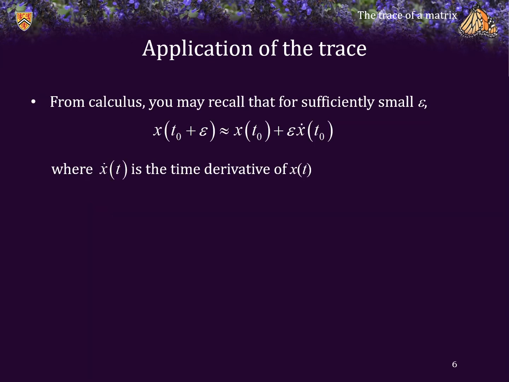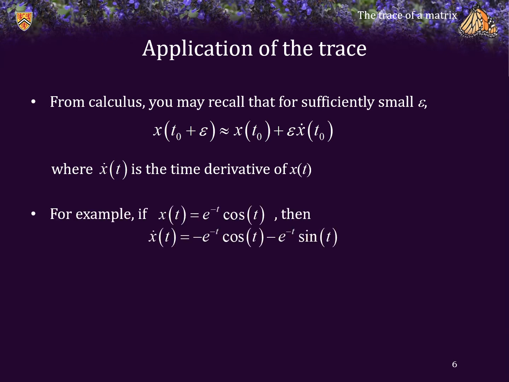Now, from calculus, you may recall that for sufficiently small epsilon, the value of a function x at t0 plus epsilon is approximately equal to the value of the function at t0 plus epsilon times the derivative, or the time derivative, at time t0. This is just a Taylor series approximation. For example, if x of t is defined as e to the negative t cos t, then the time derivative is given by this expression here.